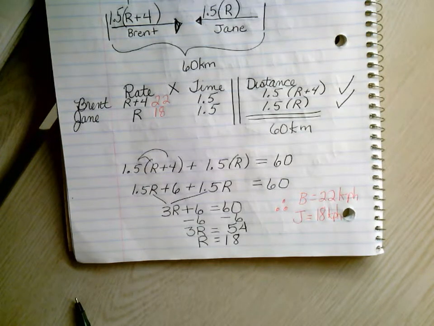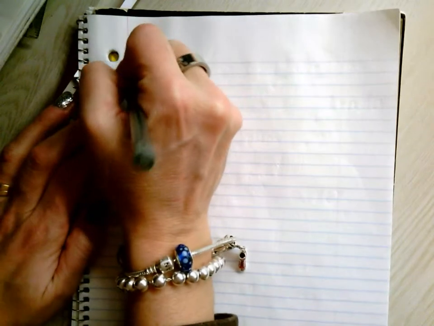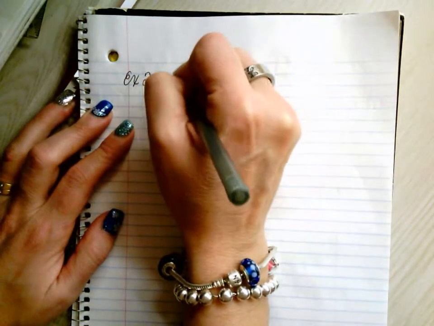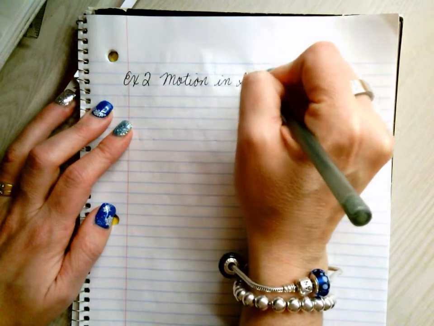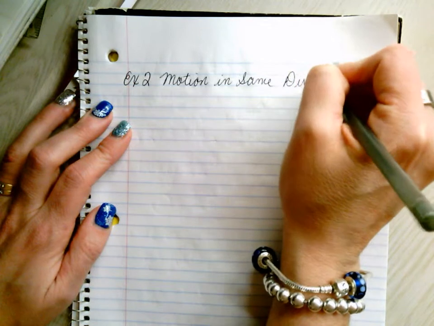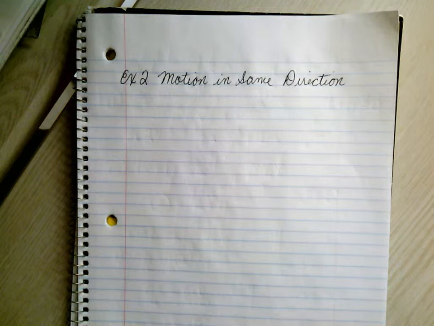Turn the page. We're going to handle motion in the same direction now. And this type of comparison is often used when comparing travel abilities. Are you going to take a car or a train? Racing. Is car A going to beat car B on the drag strip? Things like that.